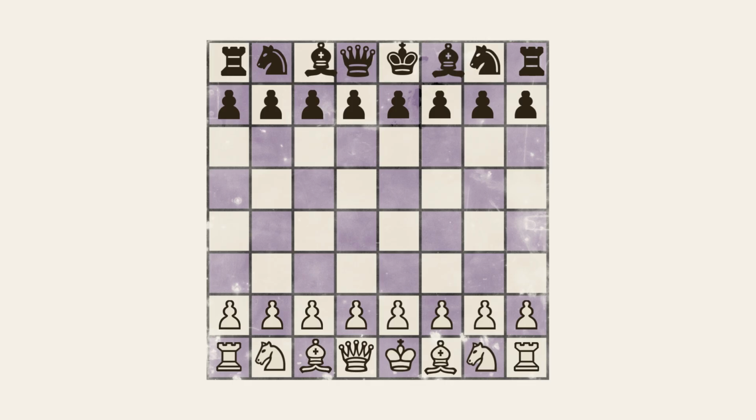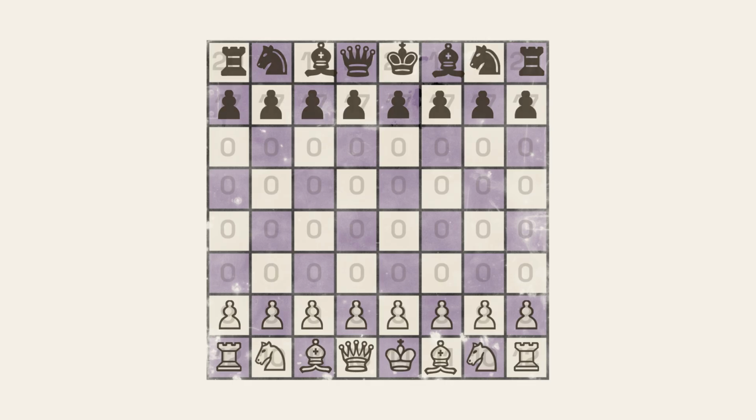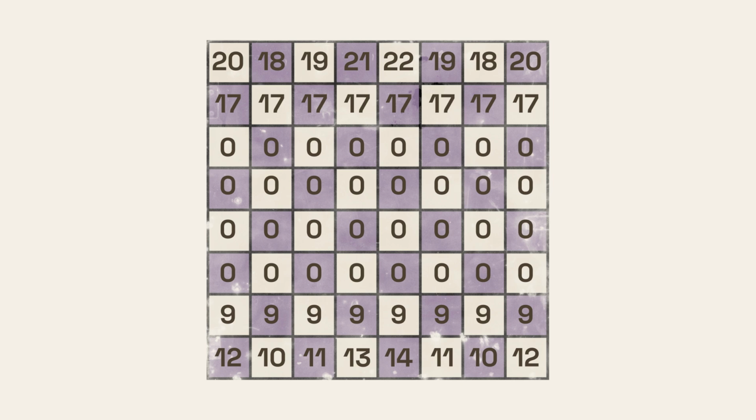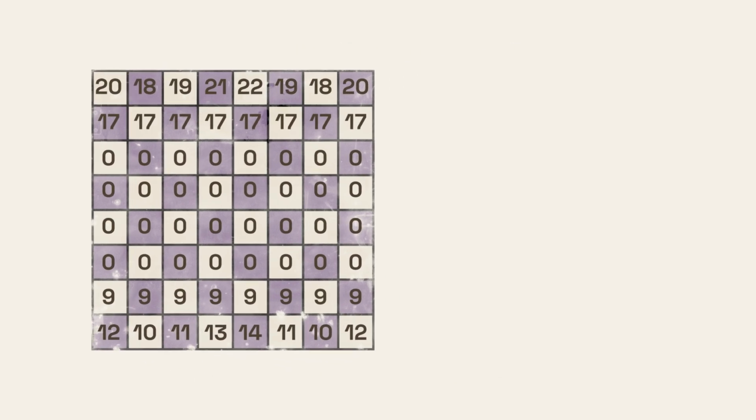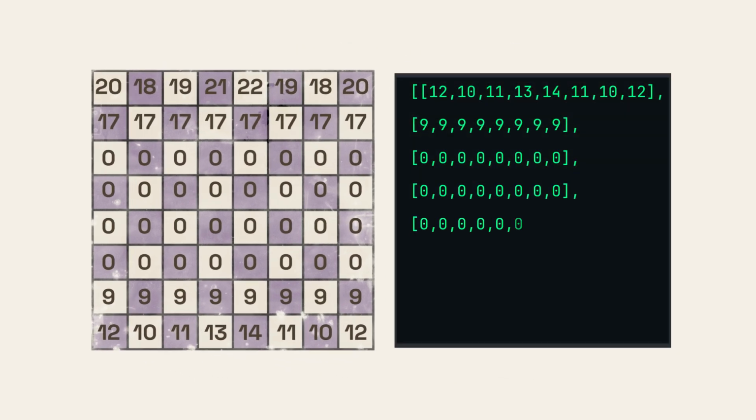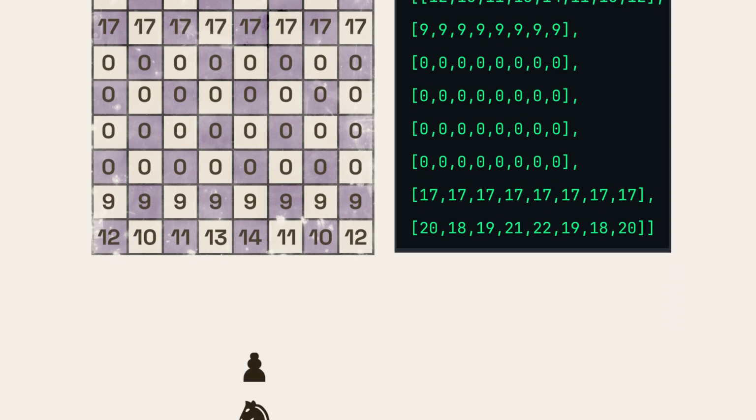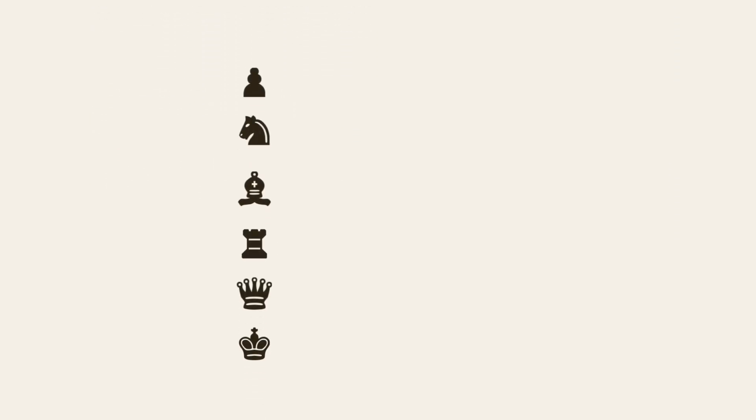A computer doesn't see chess pieces. It sees numbers. So the first thing we need is a way to encode every piece, its type and its color, into a single integer. We use a simple bitwise trick. Every piece type gets a number. Pawns are 1, knights 2, all the way up to kings at 6.